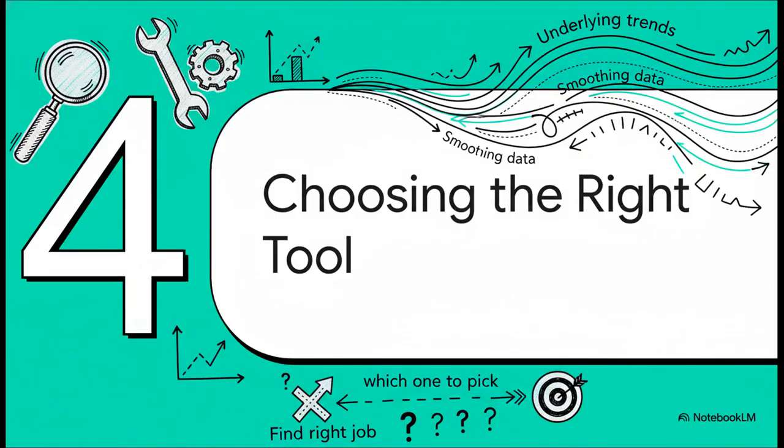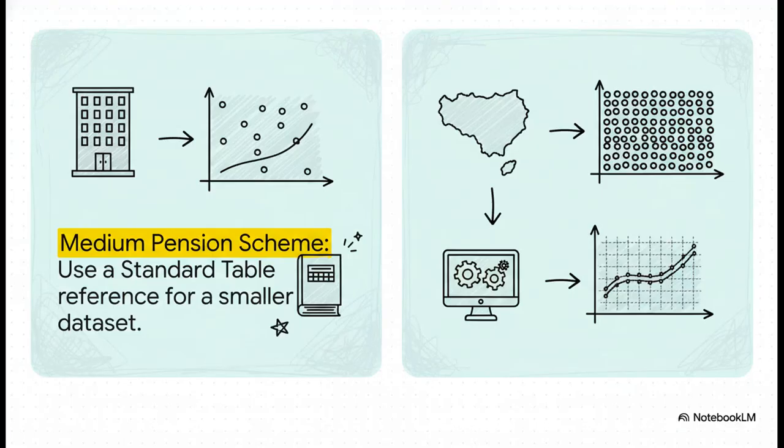Okay, so we have our 3 tools in the toolkit: the power tool formula, the reliable template, and the flexible spline. So how do you know which one to pick for the job? Well, let's look at a couple of clear-cut scenarios. Imagine you're an actuary for, let's say, a medium-sized pension scheme. You probably have some of your own data, but maybe not enough to be really solid on its own. Your best bet? You're going to reference a standard table.